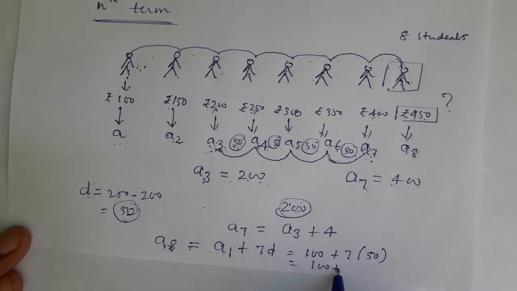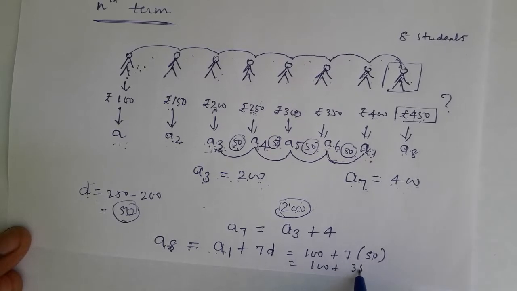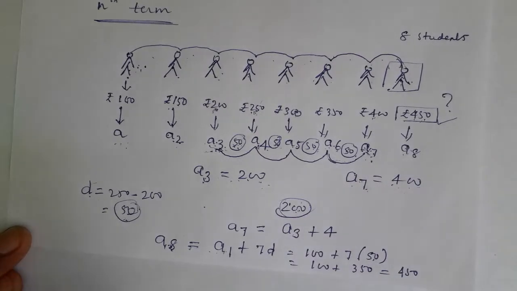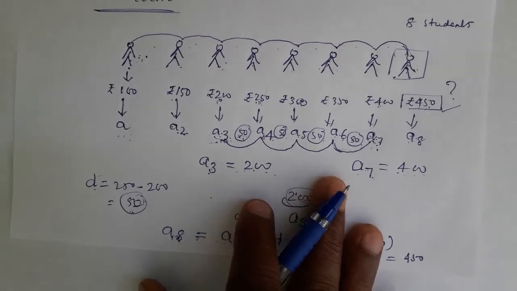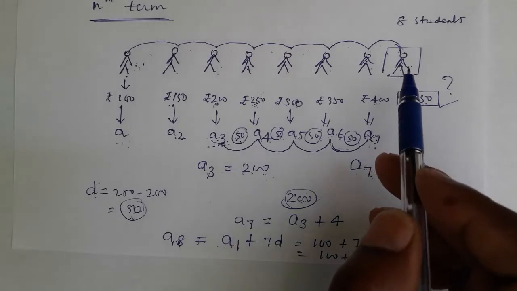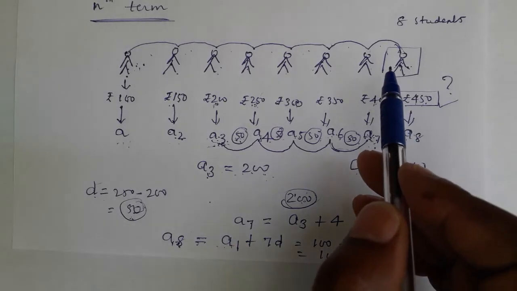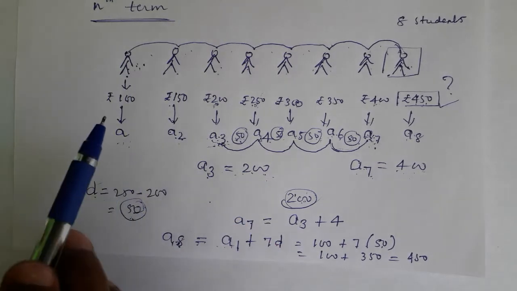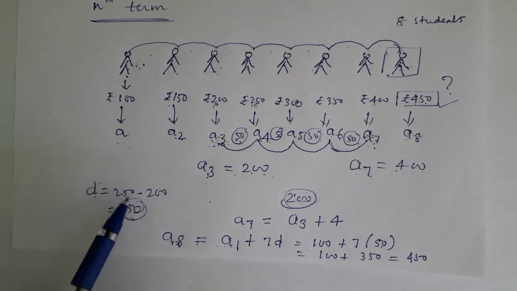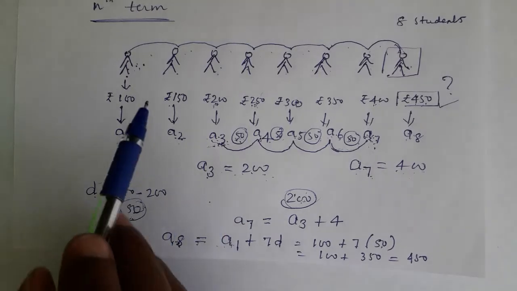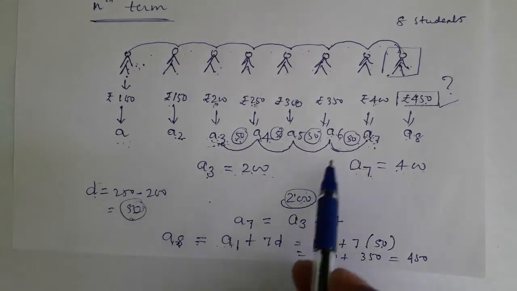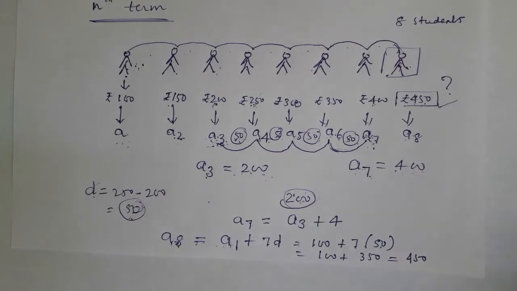Totally 100 plus 7 into 50, 350. Both added, 450. Look here, 450 we got. So by that way, any position number can be found by using the first term and the common difference. If you know the first term A and the common difference, you can find out any position, any value. I'll show you one more example.